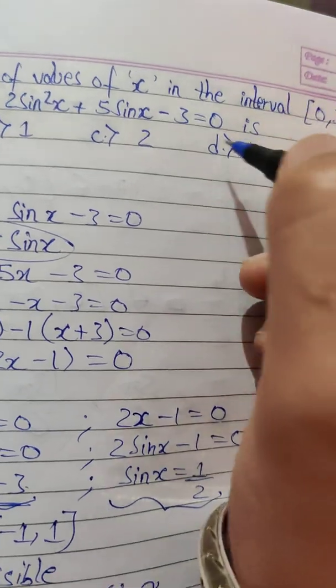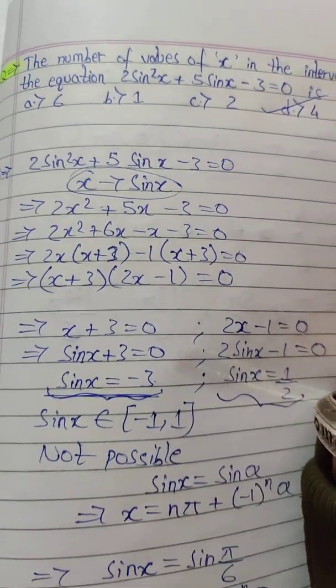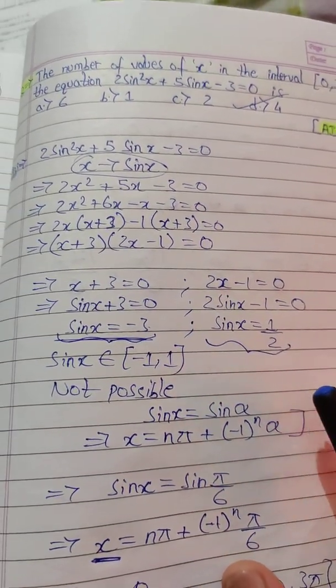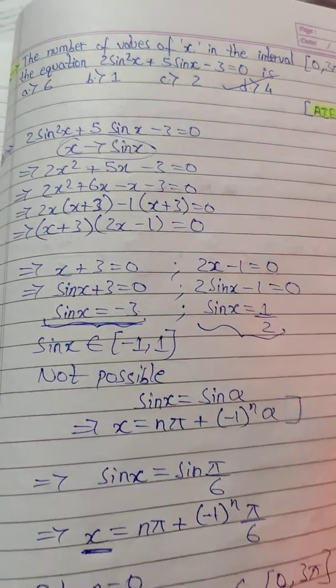We have option D is the correct option. So we have 4 values of x, so the correct option is 4, that is D.